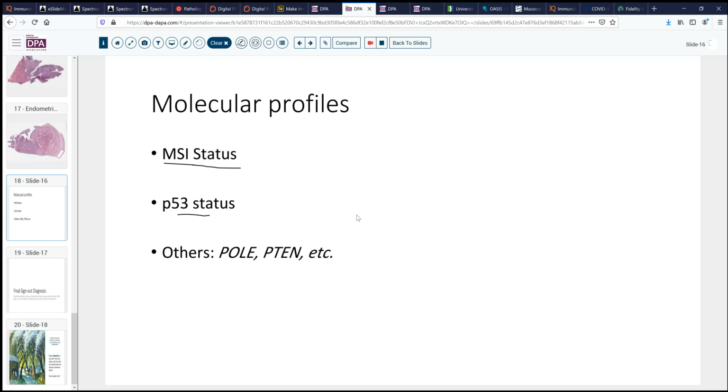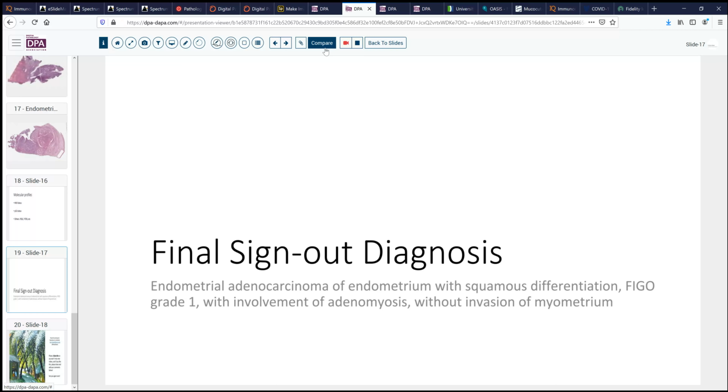So our final diagnosis for today's case is adenocarcinoma of the endometrium with squamous differentiation. We graded it as a FIGO grade 1 involving adenomyosis, but without evidence of true invasion of the myometrium, even though it was very deeply present within the myometrium in the adenomyosis.